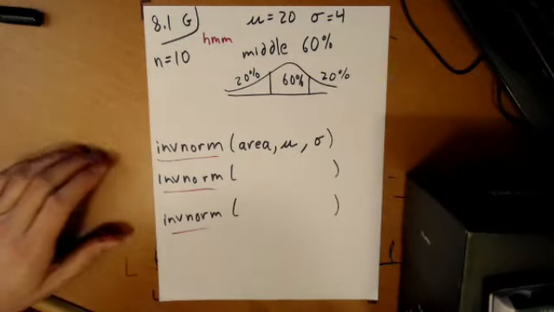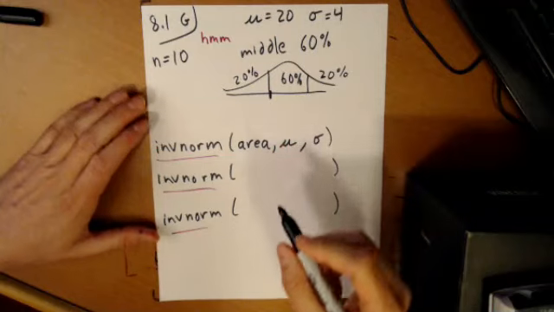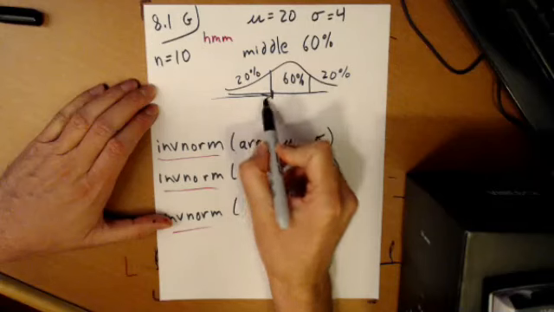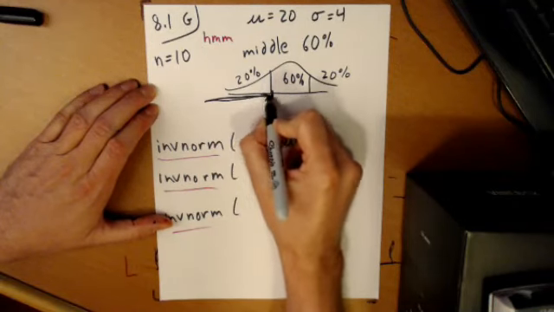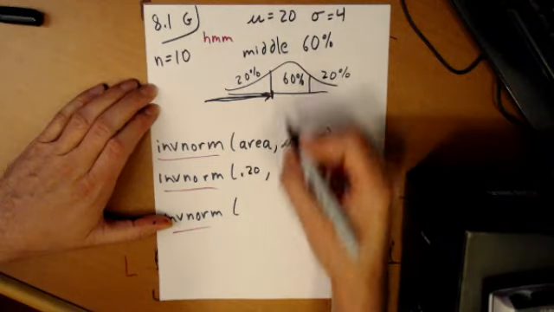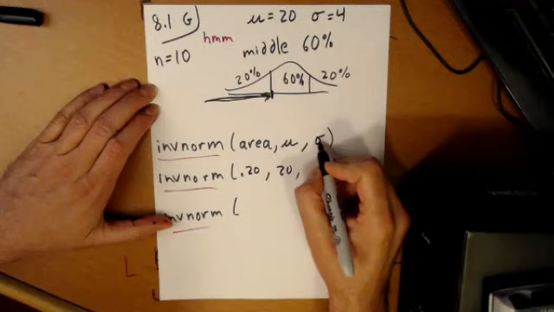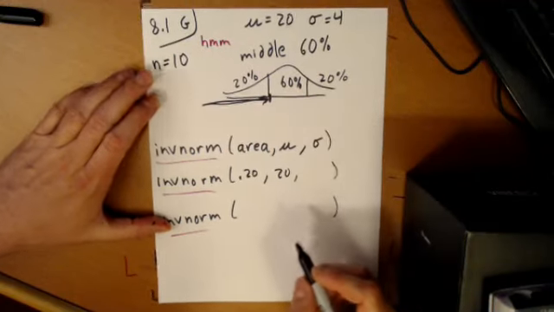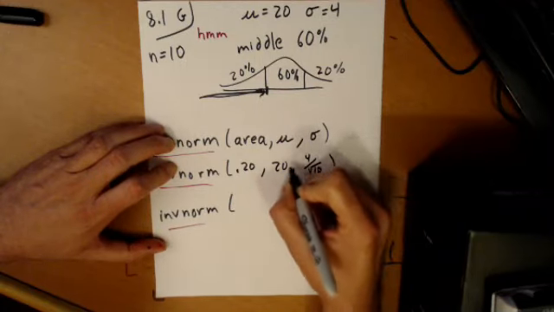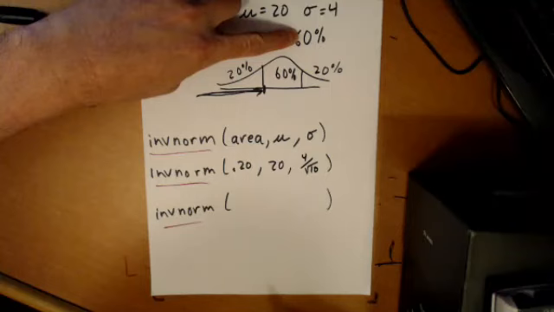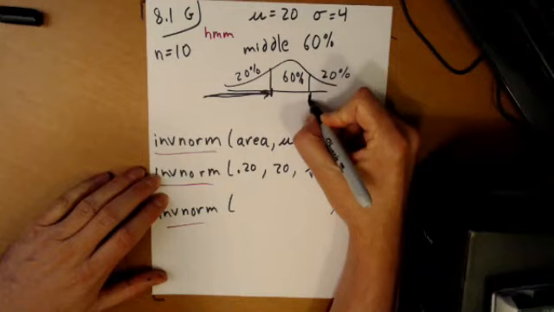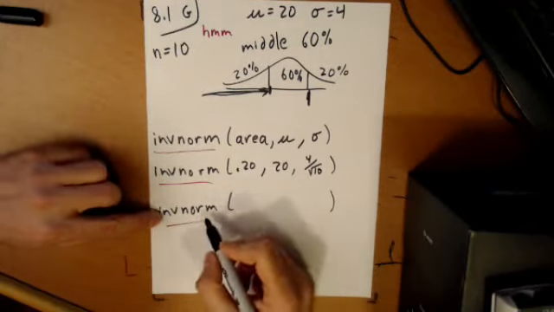So I need to find that first location. Our inverse norm is a left tail. So coming from the left this way, you see how we've gone through 20%? So the area is 20%, 0.20. The mu is 20. And then the sigma is our new sigma. Remember to divide sigma by square root of n. So 4 over root 10. You see it asks for middle 60%, but I had to draw a picture in order to get that 0.20 here.